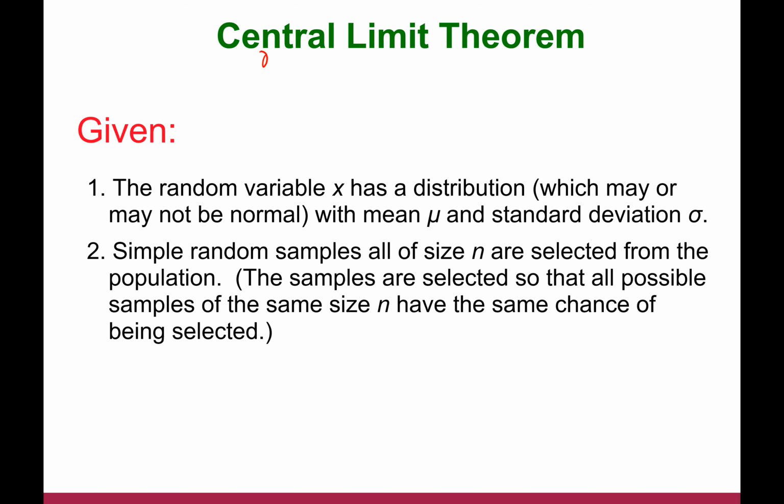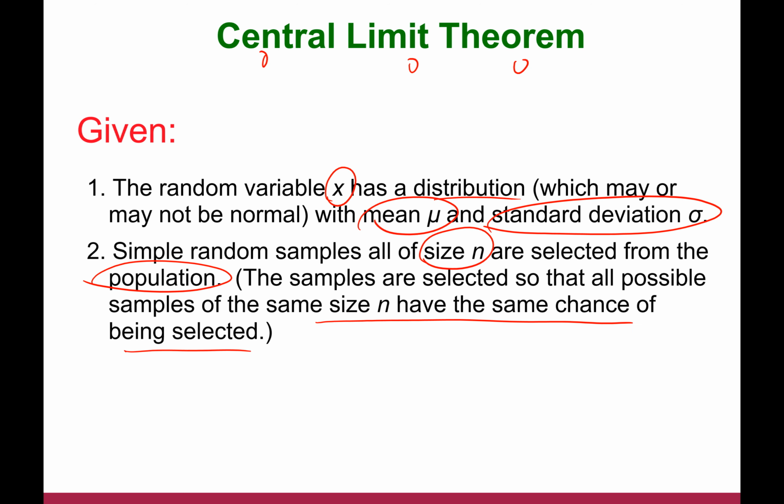So for the central limit theorem itself, the given conditions are: the random variable x has a distribution with a mean mu and standard deviation sigma, and simple random samples of size n are selected from the population. The samples are selected such that all possible samples of the same size n have the same chance of being selected. That's basically the definition of simple random samples. Those two are the given conditions.